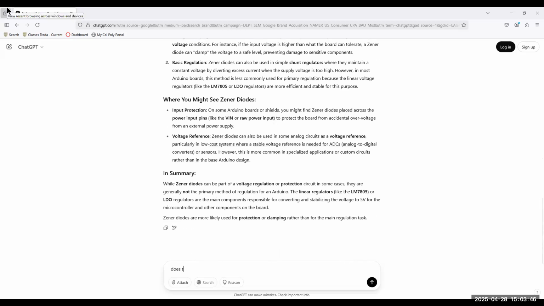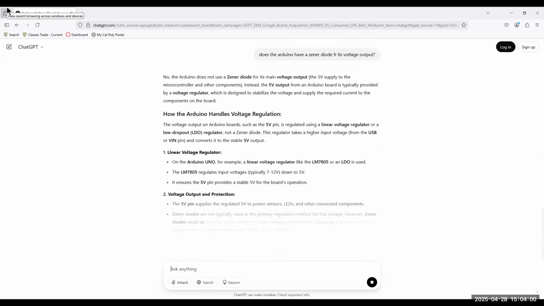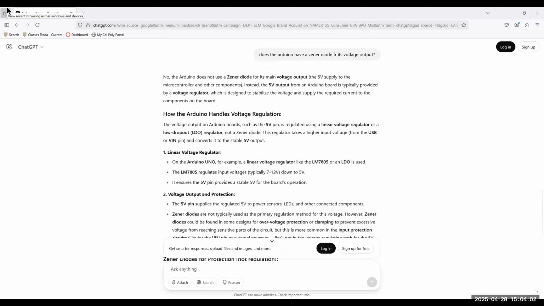I have no idea. Which one? It's a voltage regulator, but it's not a Zener diode. LM7805. Yeah, that's the off-the-shelf regulator that we use. All right. Let me stop the recording for now, and then I can answer your questions.